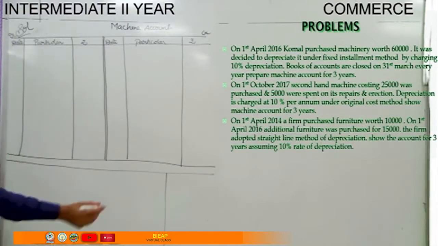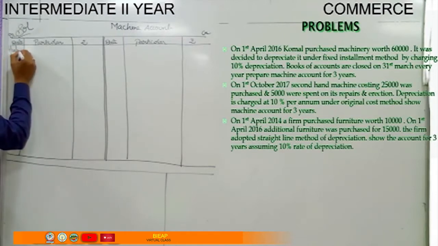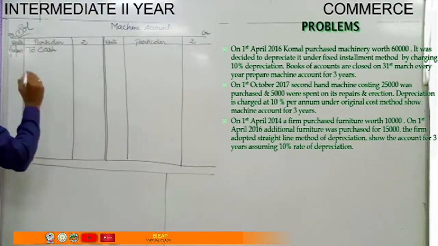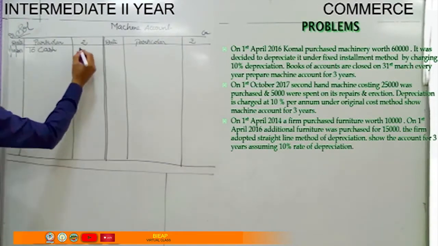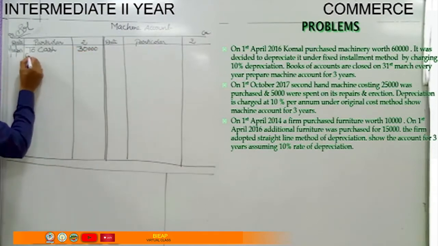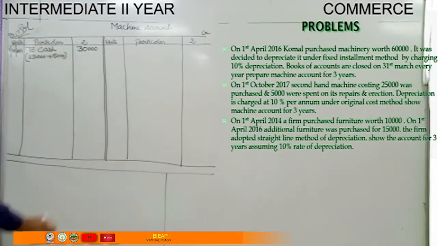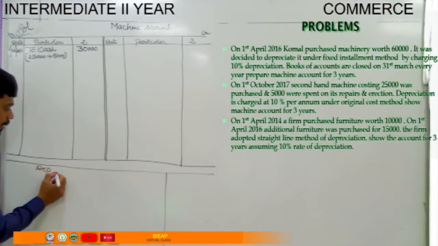When we bought the asset, bought on 1st October, so 1st October 2017, to cash. You can write the total amount. For how much did we buy the machine? 25,000. And how much have we spent for repair? 5,000. So in total we can write 30,000. In brackets down, if you want, you can write 25,000 plus 5,000, 30,000. Come to working notes and write here depreciation.